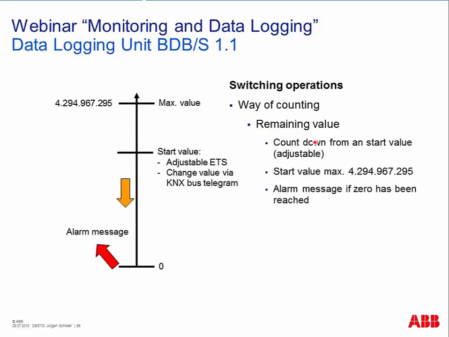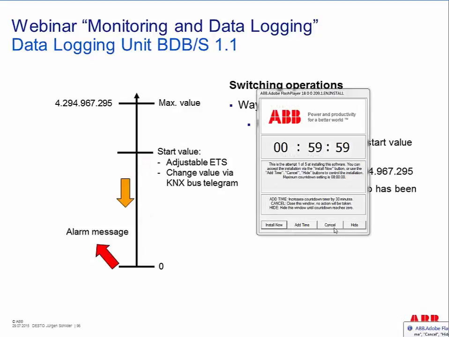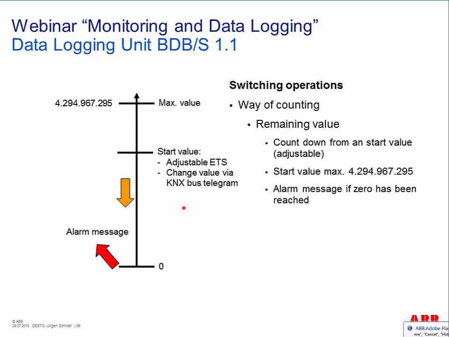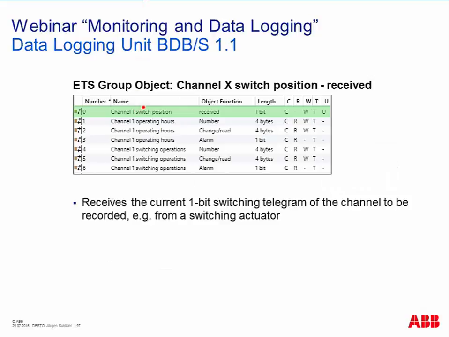There's the other way of counting the remaining value. So we start from a value which is also set in the ETS, and then the device counts downwards. For example, we have maybe 100 or 1000 cycles, then we have to do maintenance. And now when we reach the value 0, then the device sends our alarm message as 1-bit information to KNX. So we also have to link our channel number 1 to the status object of our switch actuator or dim actuator via 1 bit. Then it knows if the output is on or off.